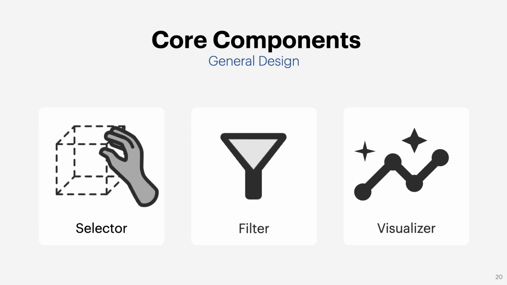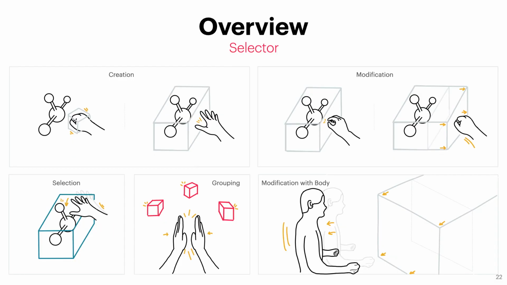Based on those design considerations, we designed the Pearl system. It includes three components: Selector, Filter, and Visualizer. First, Pearl Selector. It enables selecting a space as a region of interest for data exploration. It contains several natural gesture interactions, as you can see here, to define and manage lenses, the representation of the region of interest.